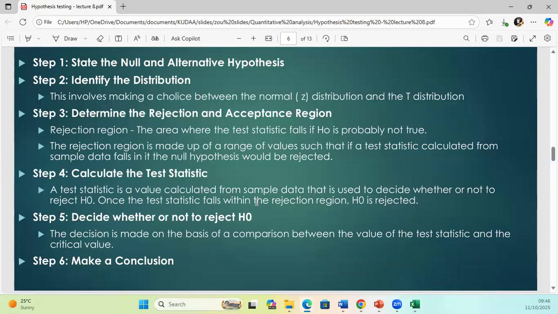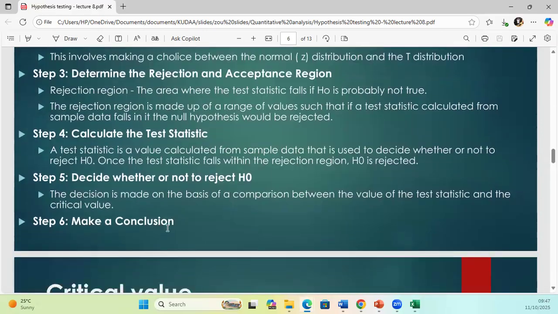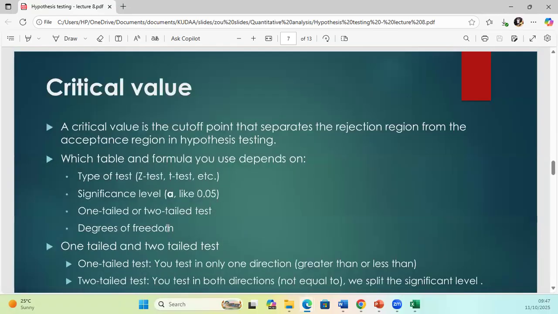Now, step number 5, this is where a decision is made. Decide whether or not to reject H naught. You compare the test statistic and the critical value, then you make a decision. You're comparing the answer for step 3 and step number 4 to make your decision. Then you state your decision in step number 6. Statistics is not theory. We have to make calculations so that it sinks in your head.